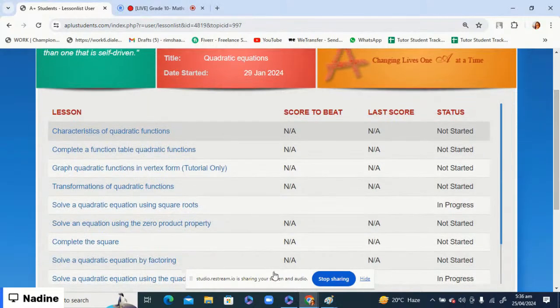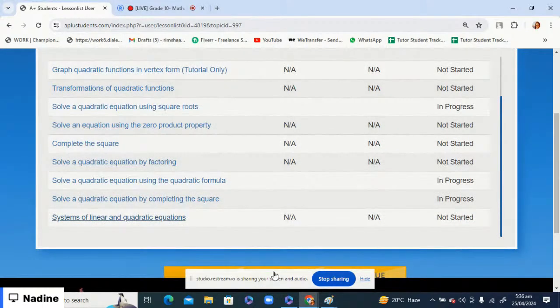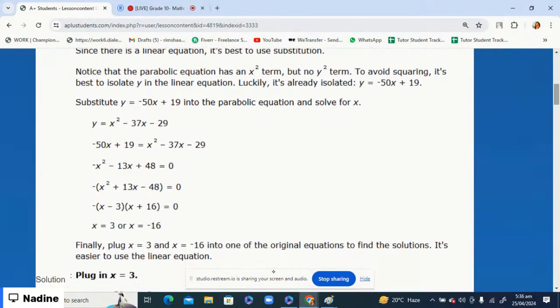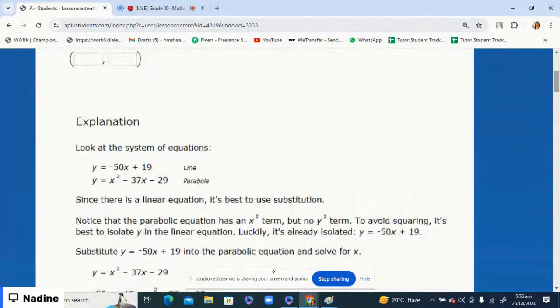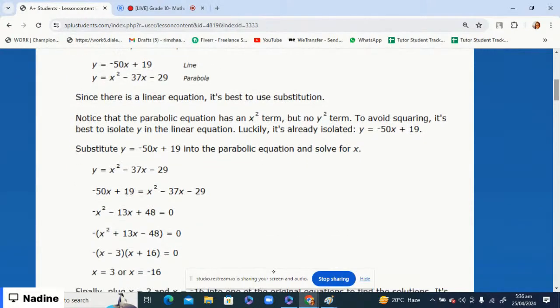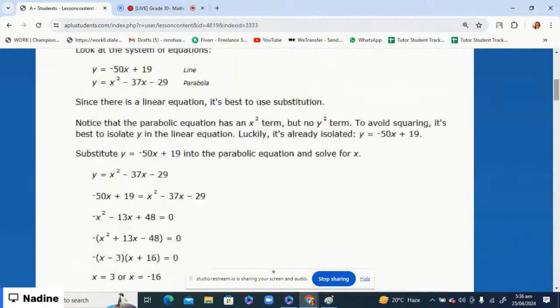So which lesson? Let me see. The last lesson, system of linears and quadratics. Solve the system of equations. These are the system of equations. Two values of y are given, and what do we do for that? We just make them equal and then find the value.